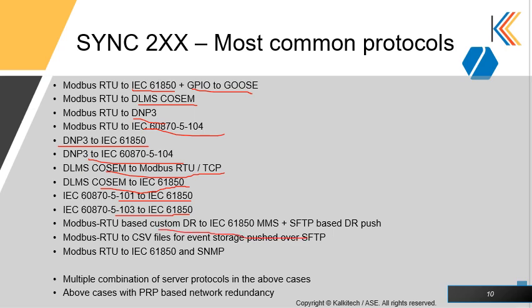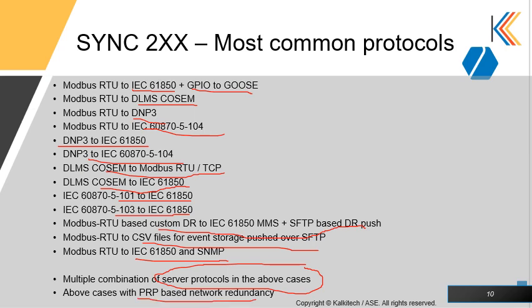Then disturbance record collection and SFTP push is another scenario. There is also CSV based event push: after getting the data from Modbus, comparing it with the last update, and if there are changes, that event can be generated, stored as a CSV file and pushed over SFTP. Then SNMP is another scenario. Any combination of the above cases is supported, and multiple server protocols can be chosen together.